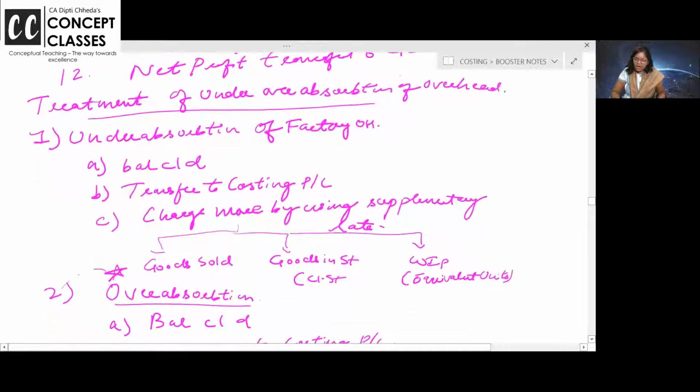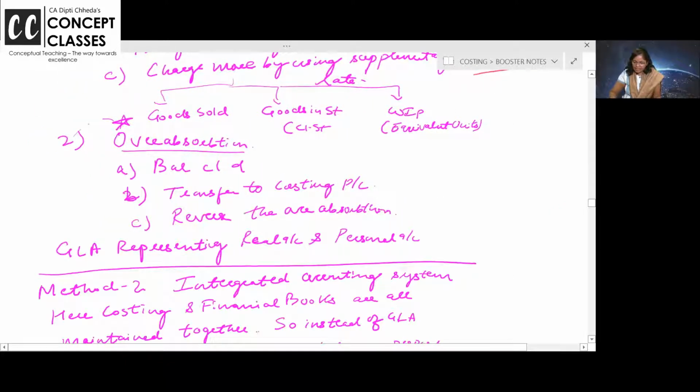Okay? Under absorption of the factory overhead, is it clear? Factory overhead: either you can carry forward the balance, they'll say in the exam, or transfer to costing P&L or charge supplementary rate. Same thing we have done in the overhead chapter. If nothing is given, then while preparing the factory overhead ledger in the non-integrated accounts, whatever factory overhead is under or over absorbed, adjust it in costing P&L, unless they say don't do it, then balance carried down.